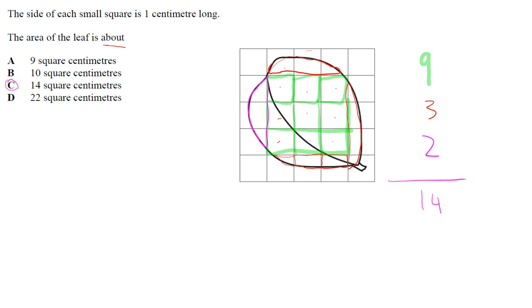Now don't be worried if you do one of these questions like this, and you get an answer that isn't exactly the same as the ones here. Let's say that you thought that these 3 sort of in total fringe bit of area would add up to only 1. Okay? So let's pretend that instead of having 9, 3, and 2, you had 9, 3, and 1. Now that will still add up to 13.